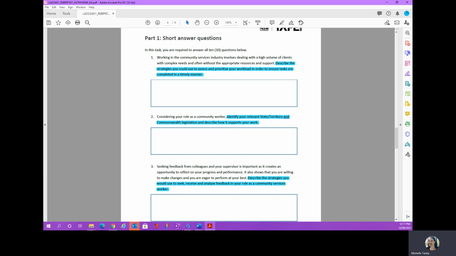So identifying is one part, but it also asks you to describe how the legislation supports your work. This doesn't have to be an essay. It's just a sentence or two about how it impacts your day-to-day work in the industry.